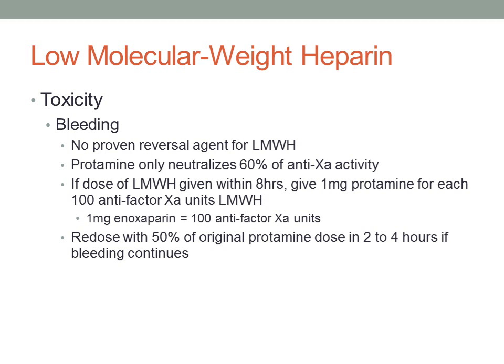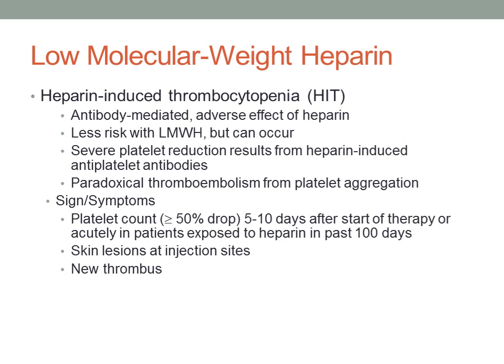Obviously, bleeding is a potential toxicity with low molecular weight heparin use. There's no proven reversal agent for low molecular weight heparins. Protamine only neutralizes about 60% of the anti-10A activity. So the recommendations are if a dose of low molecular weight heparin is given within 8 hours, you should give 1 milligram of protamine for each 100 anti-factor 10A units of low molecular weight heparin that you want to reverse. About 1 milligram of enoxaparin equals about 100 anti-factor 10A units. Also redose with 50% of the original protamine dose in 2 to 4 hours if bleeding continues.